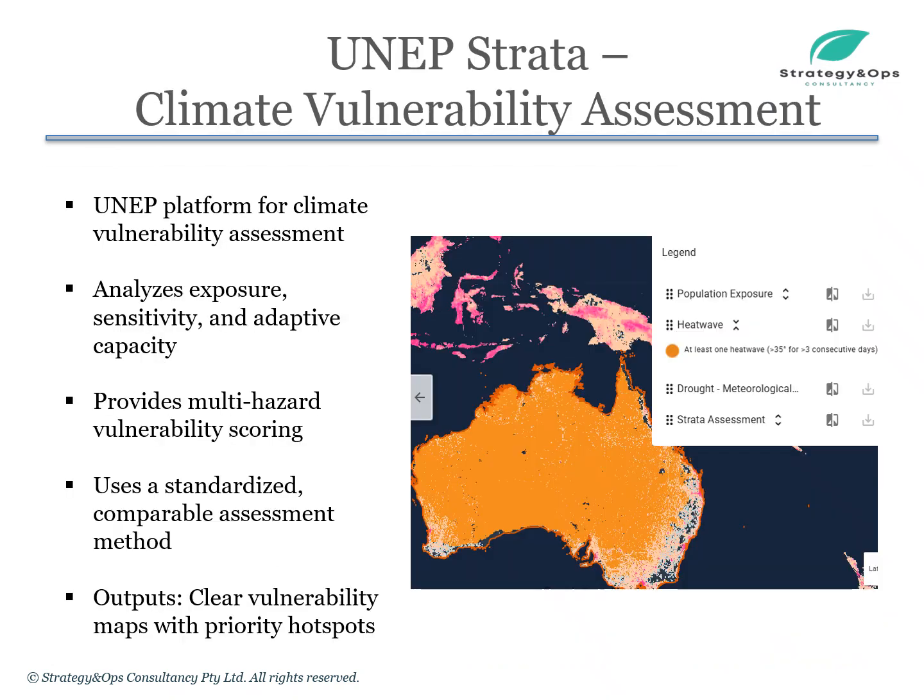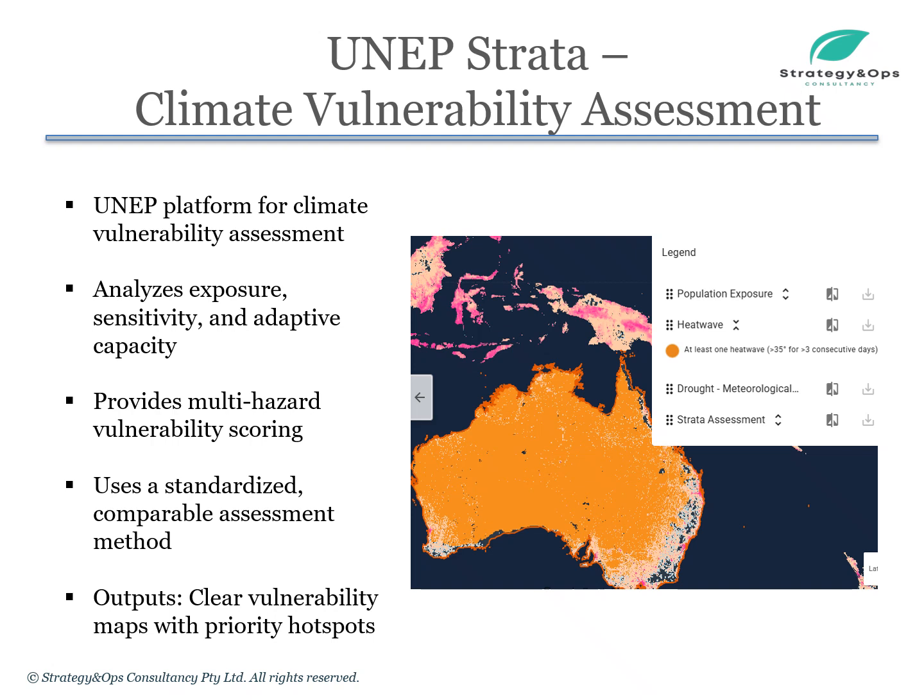UNEP Strata is the United Nations Environment Programme's platform for standardized climate vulnerability assessment. It applies the IPCC vulnerability framework in a clear, consistent way. Strata looks at 3 components. First is exposure, which areas face climate hazards. The platform uses global datasets on heat, rainfall change, sea level rise, storms, and other hazards.